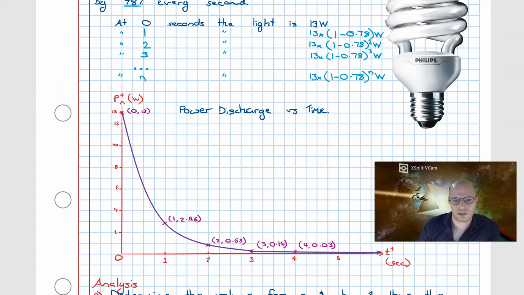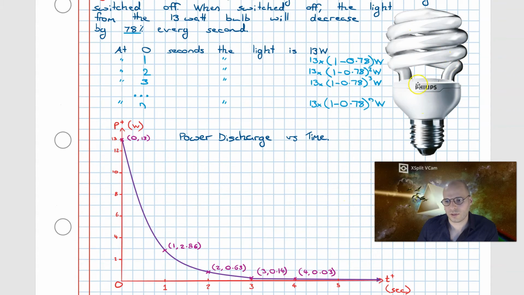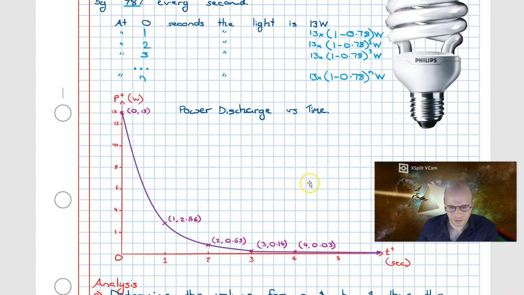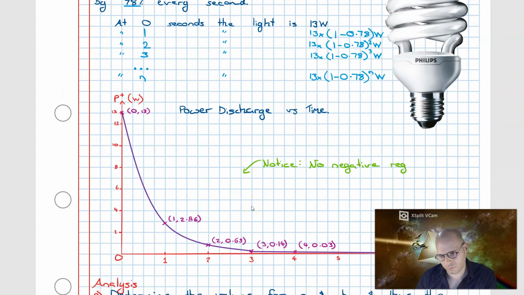Now, one thing you're going to notice from this graph is I haven't included any of the negative power region, so anything underneath the t-axis, and I don't have any negative values for t. This is because they're not relevant to the situation. In this situation, we're not going to see negative power, or in other words, we're not going to see the light bulb generate its own power. And similarly, we're not going to see the time before the light bulb got switched off. So effectively, I'm only showing the relevant sections, the sections we deduce information from.